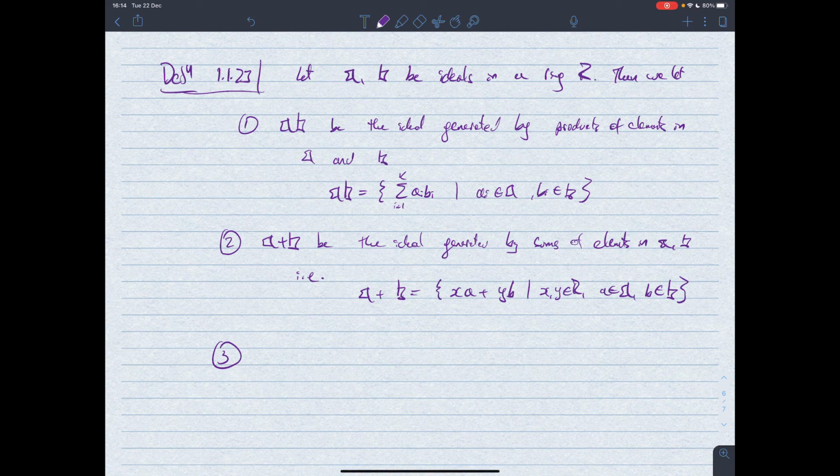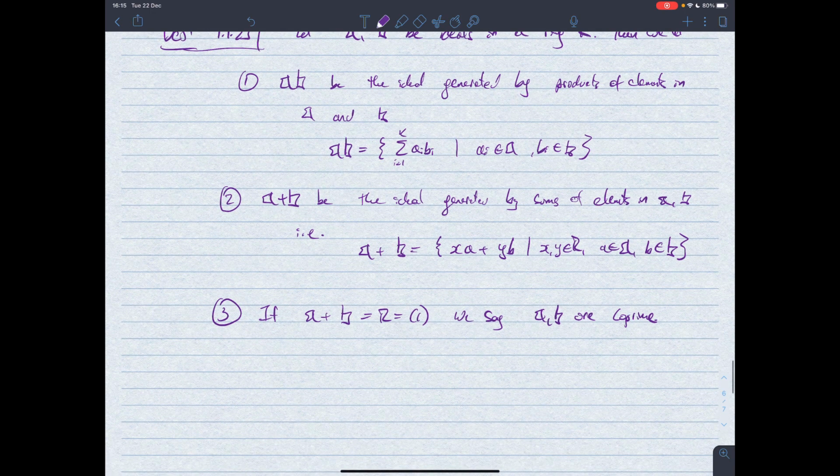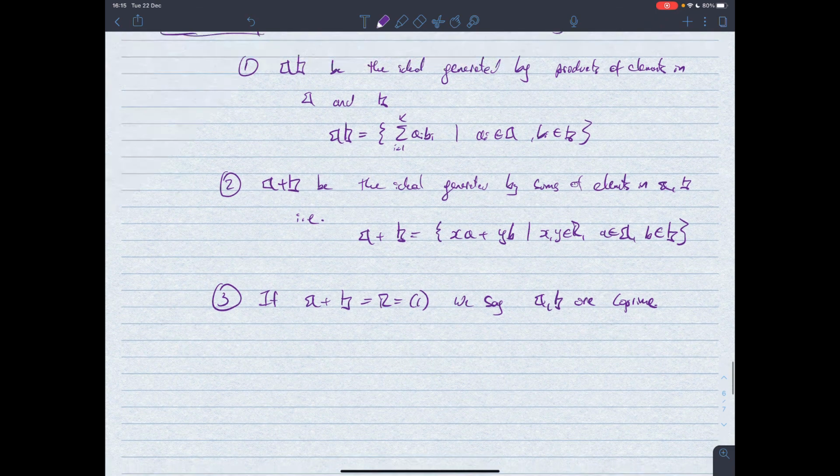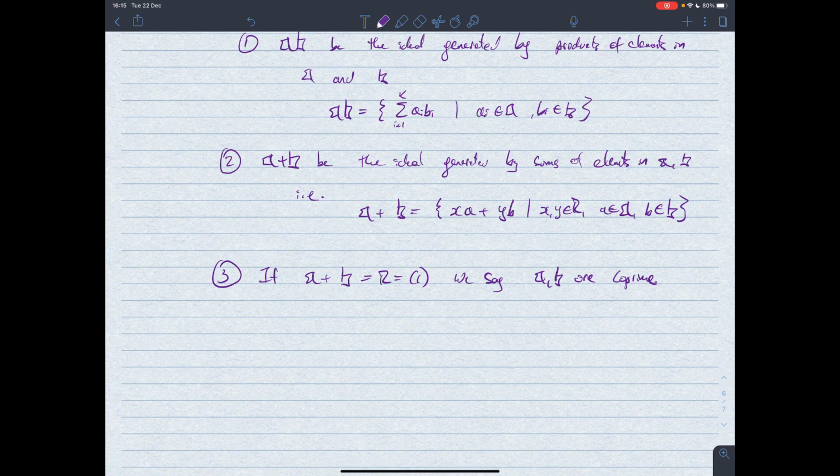3. So this is how I've defined my addition of ideals and my multiplication. If A plus B, the ideal that these two ideals generate, is R, which is the same thing as the ideal generated by 1, then we say A and B are coprime. You will see later how this compares to the usual notion of coprimality for numbers. When we say 2 integers are coprime, this is just a generalization of that in the language of ideals.